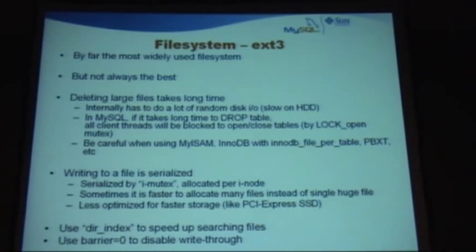And writing to a file is serialized. ext3 has an i_mutex object per inode, and this is serialized when writing to a file. So sometimes it's faster to allocate many files instead of a single huge file. This is not so serious on hard disk drives, but it is serious for faster storage like Fusion-io, PCI Express SSDs. Another typical set of parameters: use dir_index to speed up searching files and use barrier=0 to stabilize.